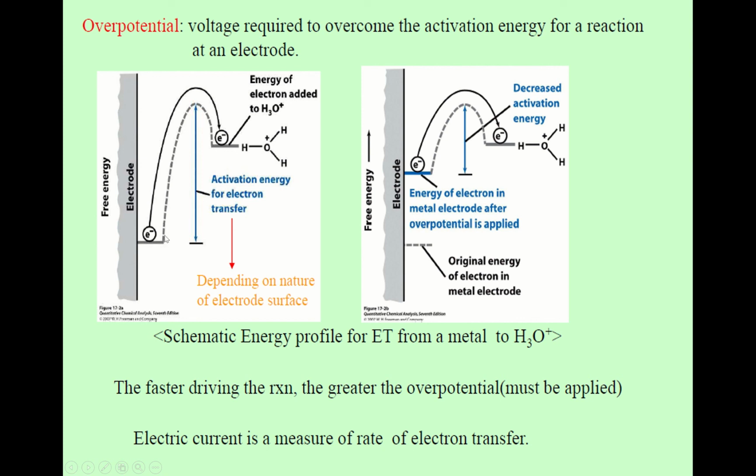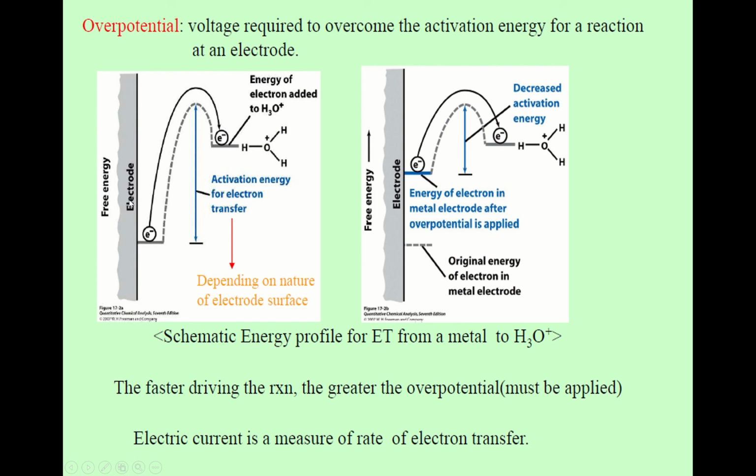It should overcome this much of energy. This is called overpotential. Okay, overpotential. How do you overcome this overpotential? You have to change the electrode potential. Okay, now let's imagine that.